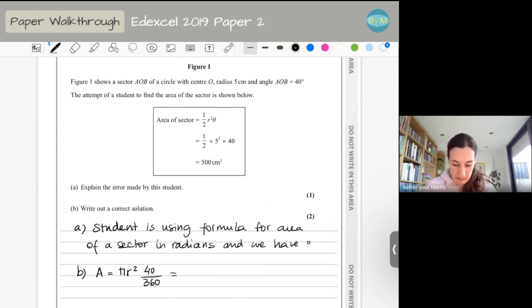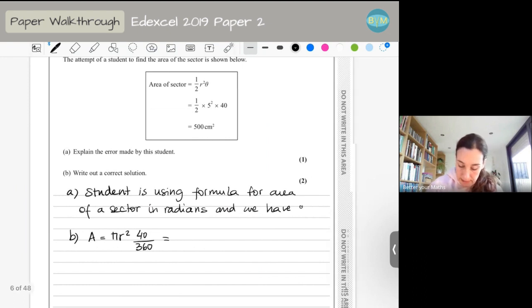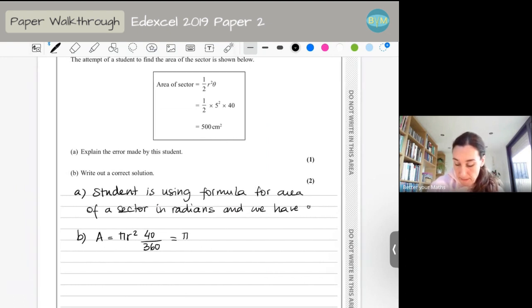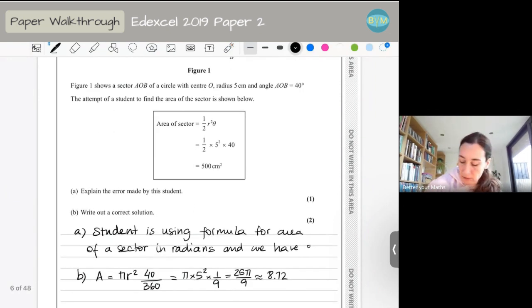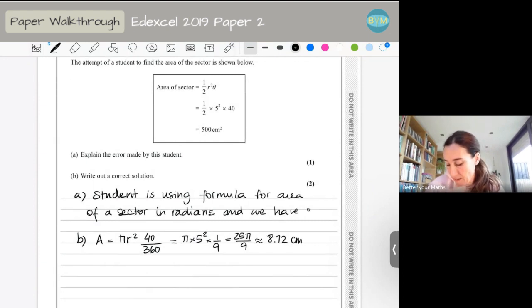The radius is 5, so I have pi times 5 squared times 1/9. This is 25 pi over 9. If you want to evaluate with the calculator, you get 8.72 to 2 decimal places. These are centimeters, so the area is going to be in centimeters squared. I will write it. Don't lose marks for not writing units, it's really a shame. And I would add 2 decimal places.